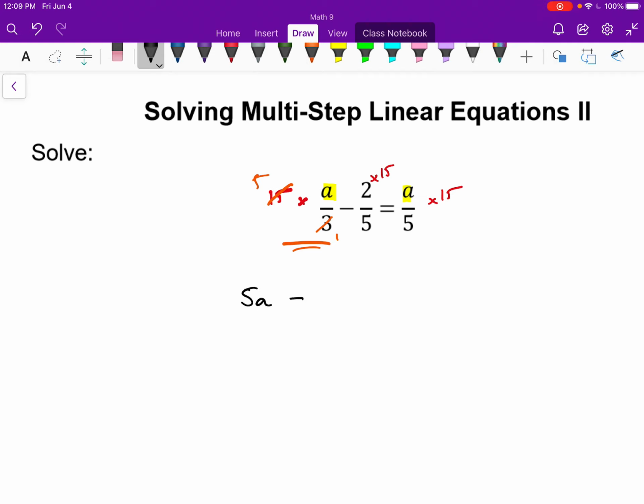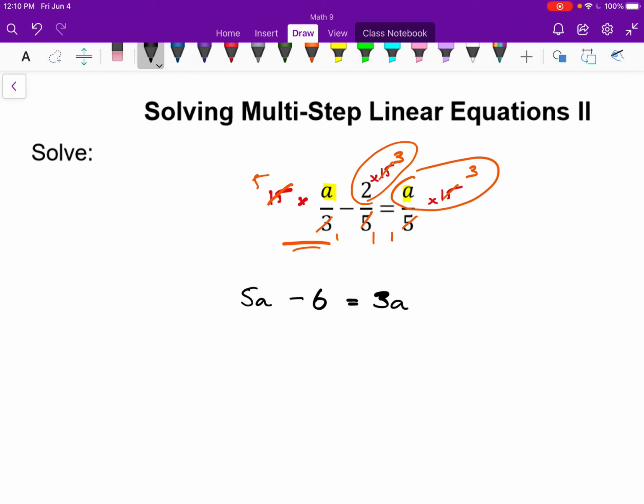Next, minus. Right here, I have 2 times 15 over 5. Well, 15 over 5 reduces to 3 over 1. So I really just have 2 times 3, so minus 6. On the right-hand side of the equation, I have 15 over 5, which reduces to 3 over 1. So I really just have a times 3, which is 3a. And not surprisingly, I have no fractions left.